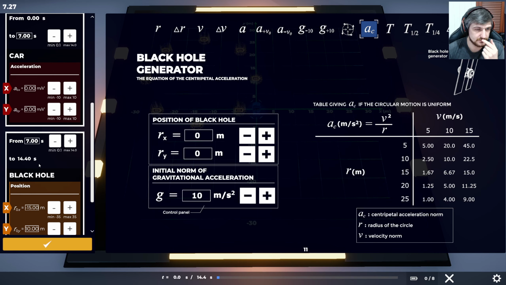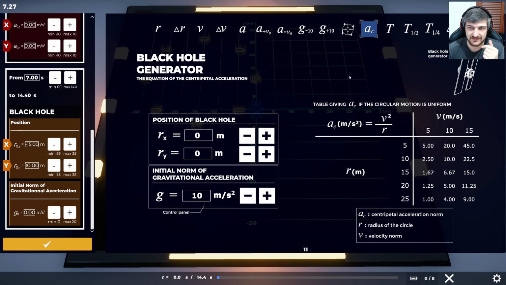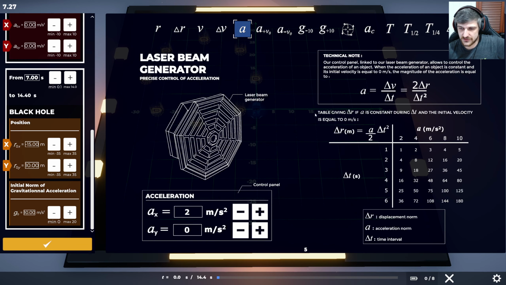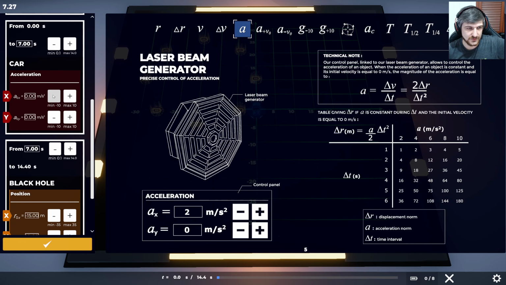Alright. So we need to accelerate to 10. And the time it's going to take to do a full rotation at 10 is 6.28. So we have about 8 seconds to reach that velocity. So that acceleration is way too much. So maybe we can't even improve this.